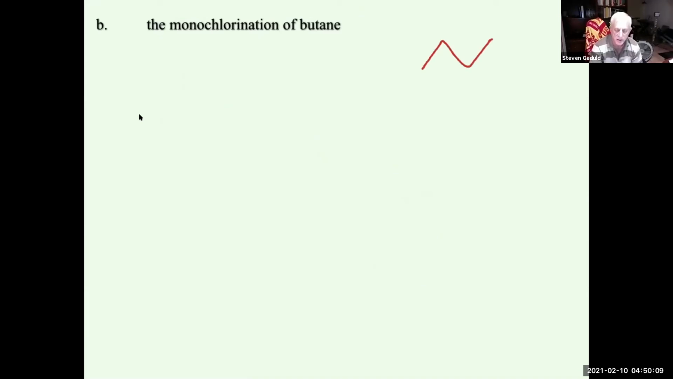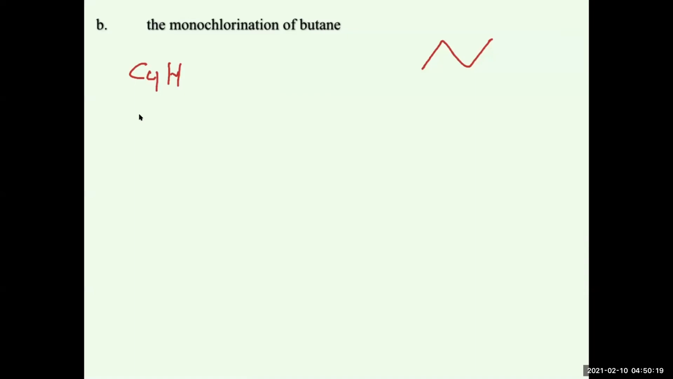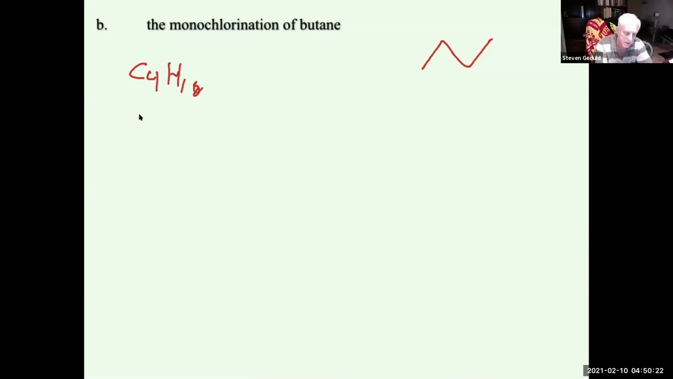Okay, monochlorination. So we write the formula. Butane is H what? 10. H10. Why did I put 18? Okay, C4H10 plus chlorination, so plus Cl2 goes to C4H9Cl. We lost a hydrogen, replace it with a chlorine, plus HCl, hydrogen chloride.